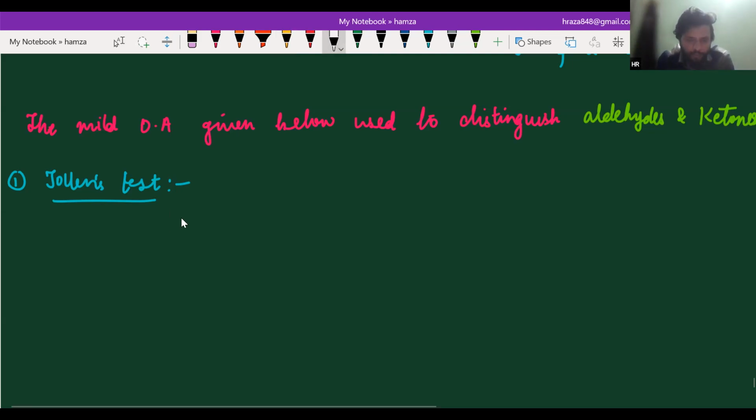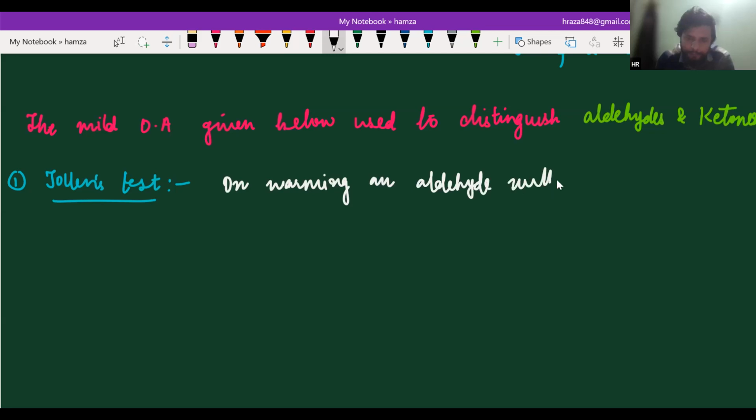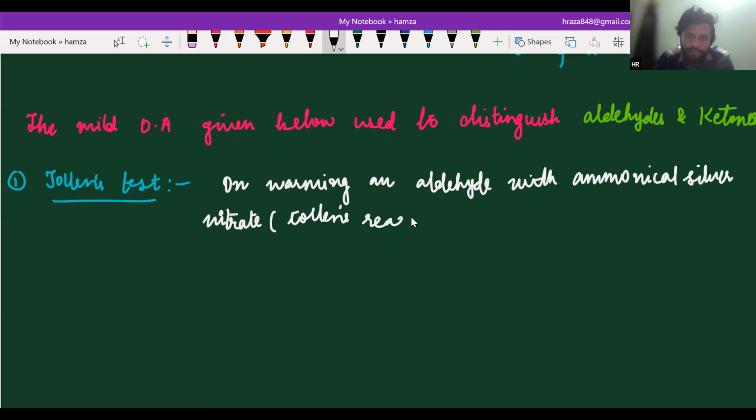Now see what we do here. On warming an aldehyde with ammoniacal silver nitrate, which is also known as Tollens reagent, a bright silver mirror is formed.